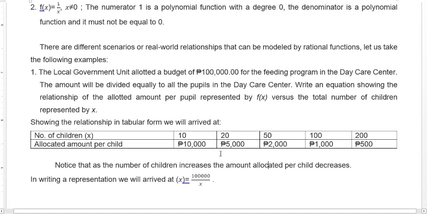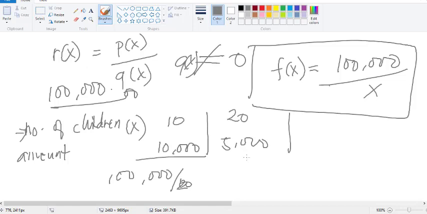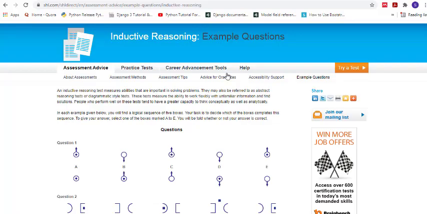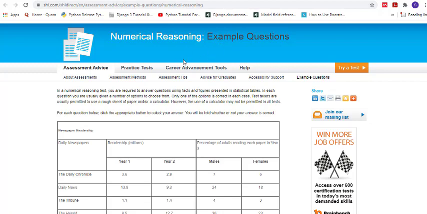By the way, guys, baka magtatanong na naman kayo, teach, paano namin malaman? Paano namin malaman kung anong gagawin? It really depends on how you see things, on how you try and solve things. Kaya I highly recommend, guys, na mag-practice kayo ng ganito: inductive reasoning and numerical reasoning.